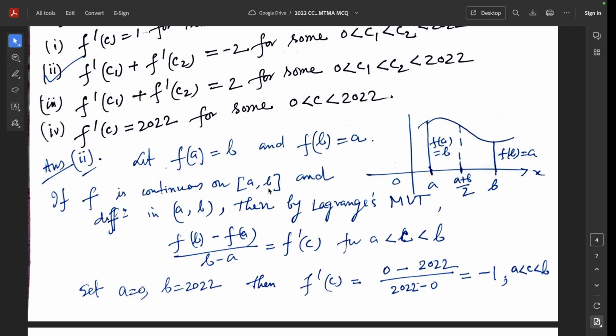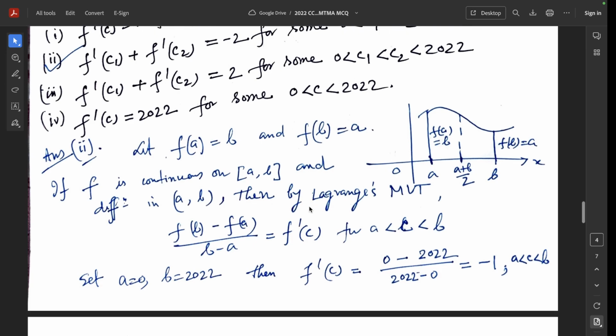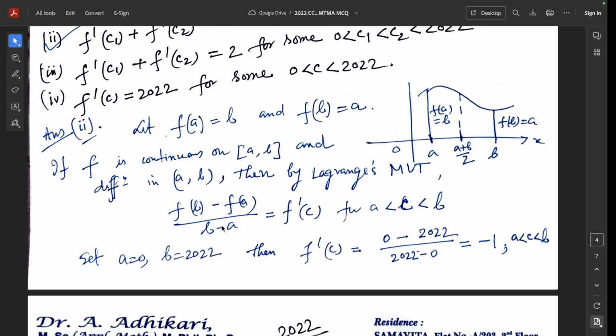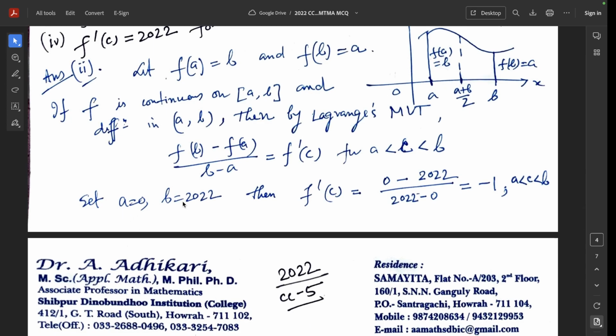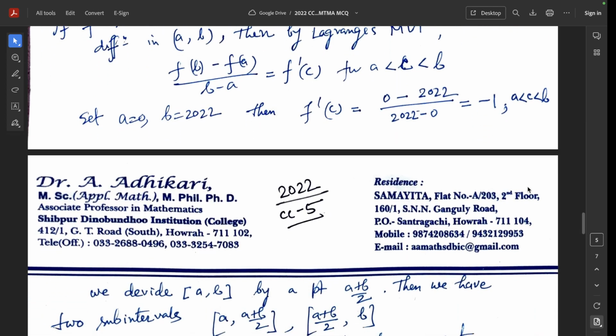If f is continuous on the closed interval [a, b] and differentiable in the open interval (a, b), then by Lagrange's MVT, (f(b) minus f(a)) by (b minus a) equal to f dash c for some c within this range, a less than c less than b. Set a equal to 0, b equal to 2022. So we get f(2022) equal to 0 and f(0) equal to 2022. This (f(b) minus f(a)) by (b minus a) is equal to minus 1. So f dash c equal to minus 1.